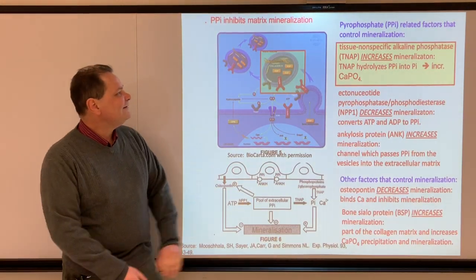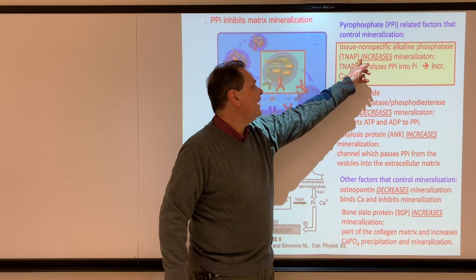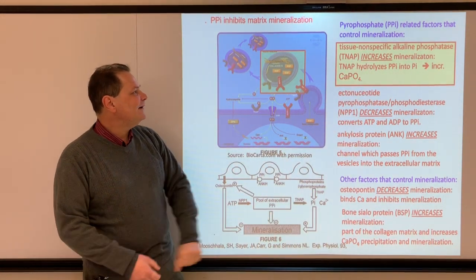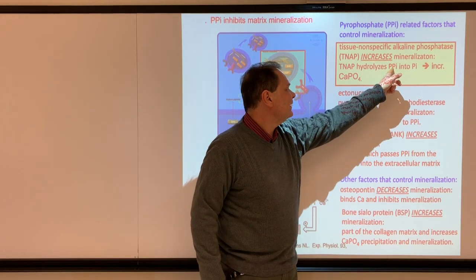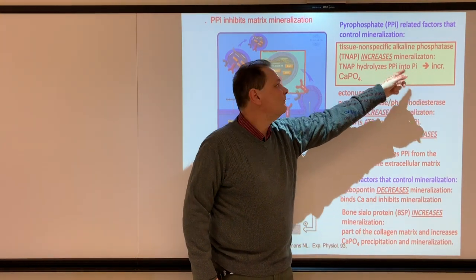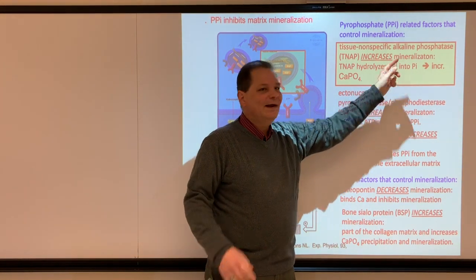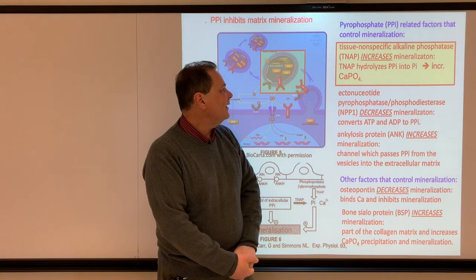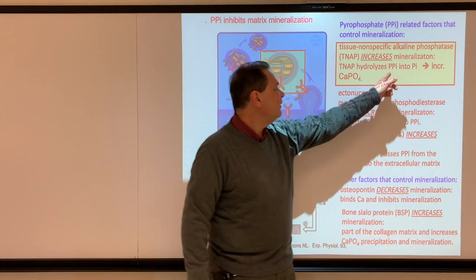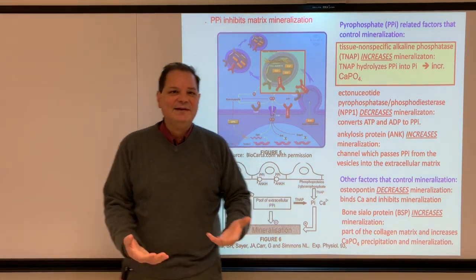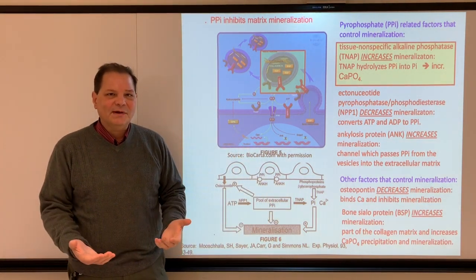We've talked about TNAP, tissue non-specific alkaline phosphatase. When TNAP is high, you are hydrolyzing pyrophosphate into inorganic phosphate. And we know pyrophosphate inhibits calcium, inhibits bone formation. So if you hydrolyze it, that stimulates bone formation. So high TNAP means high bone formation.